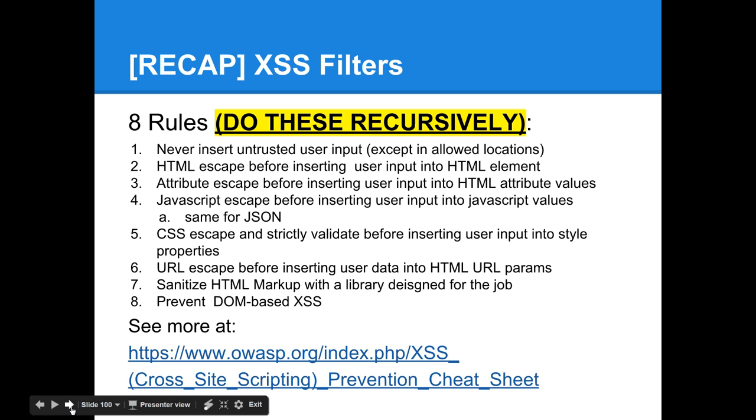which are: one, never insert untrusted user input into, say, storage like a database. Two, HTML escape everything before inserting user input into, say, an HTML element to reply back. Three, attribute escape before inserting user input into HTML attribute values. Four, JavaScript escape before inserting user input into any JSON or JavaScript values. Five, CSS escape, and strictly validate if possible, before inserting user input into style properties. Less common, but still a very valid attack vector.